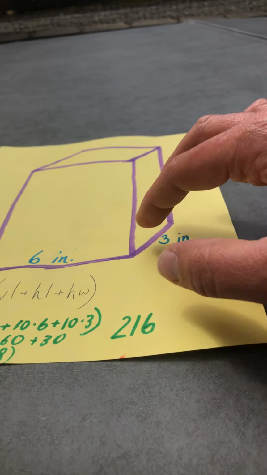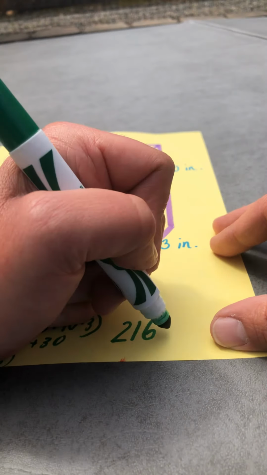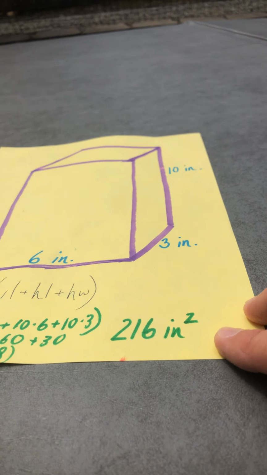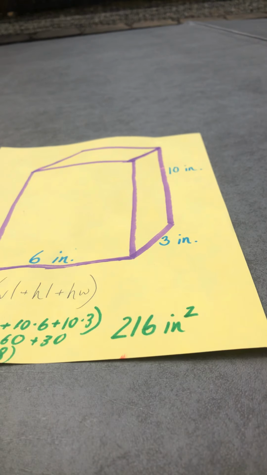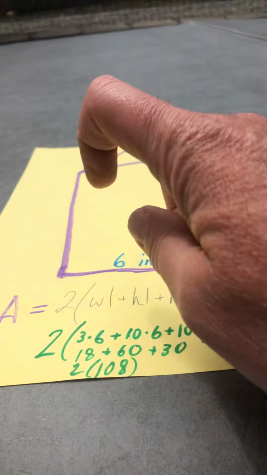Each time I got a number, length times width or width times height. So that's going to give me inches squared. So surface area is going to be in units squared. All right, so review units squared surface area.